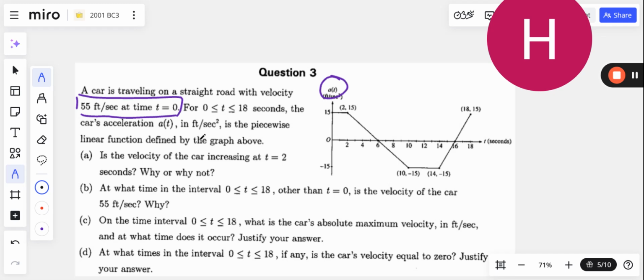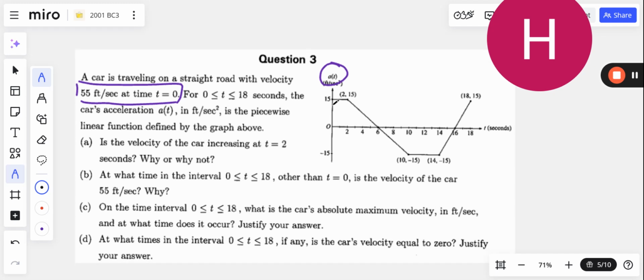The car's acceleration is a piecewise linear function. So all of these are straight line segments. We have a little segment, then it goes down, then a flat segment again, and then it goes up.